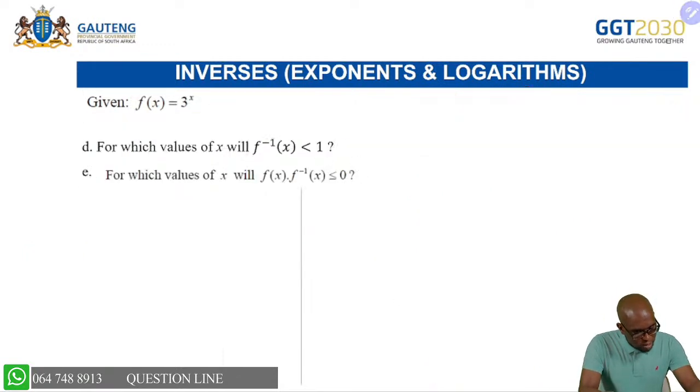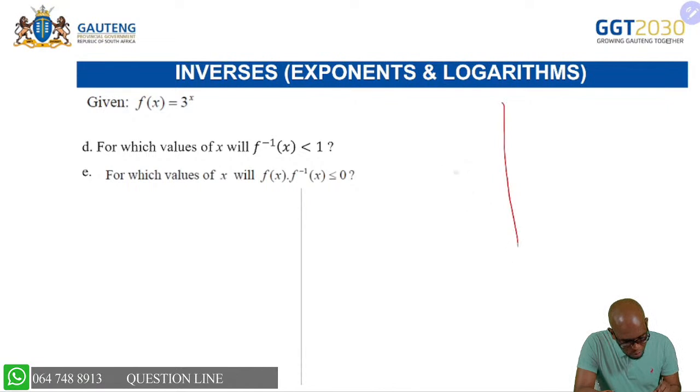Right, moving on. For which values of x will the inverse be less than 1? Now, if we go back to the graphs quickly, this is what we have here.